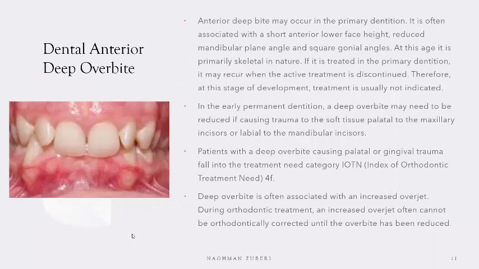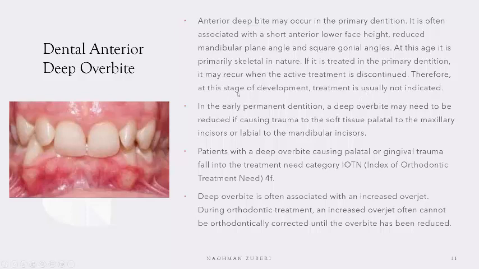Anterior deep bite may occur in the primary dentition. It is often associated with a short anterior lower face height, reduced mandibular plane angle, and square gonial angles on both sides. At this age, it is primarily skeletal in nature, and it should not be treated in the primary dentition because there is a chance of recurrence.